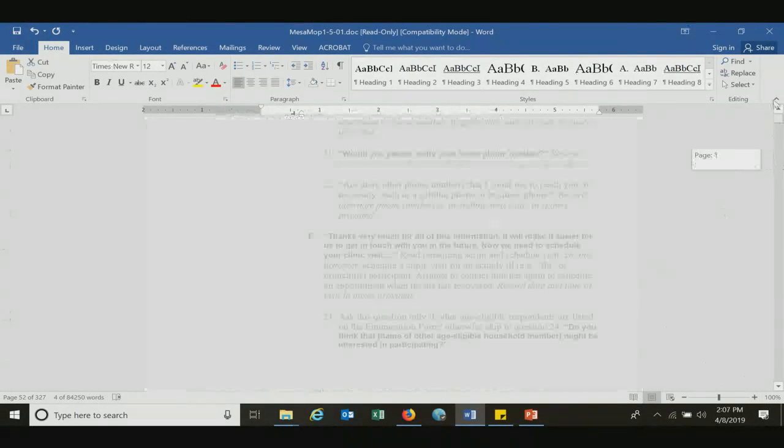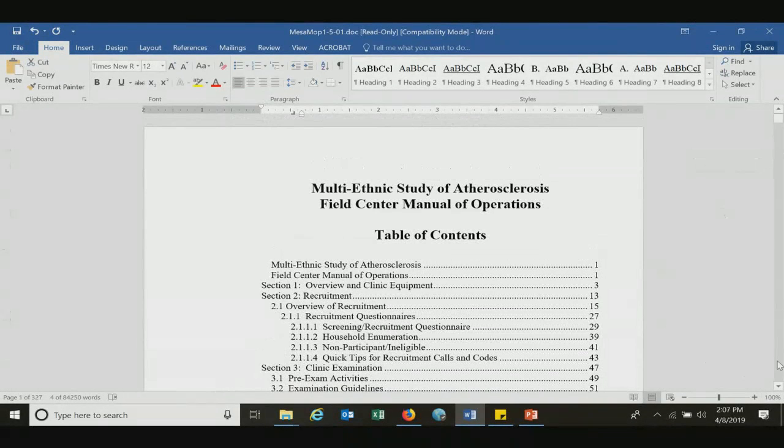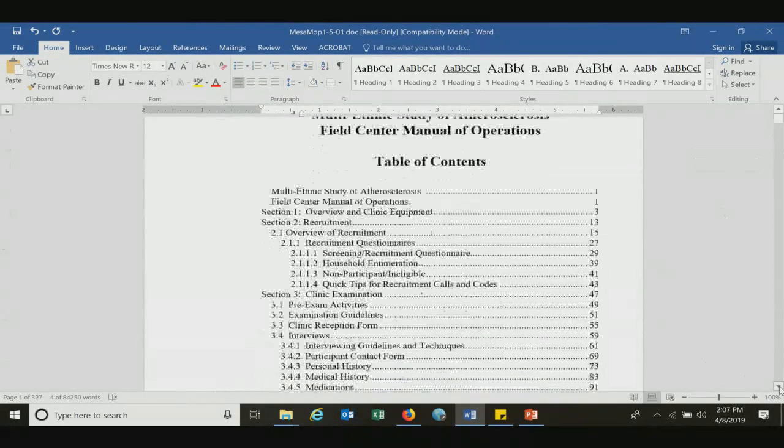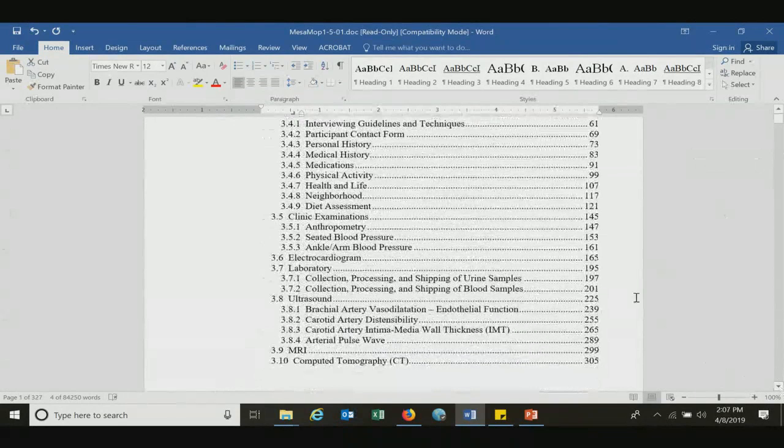Let's go back and look at their specimen list. What are all the different blood samples that they're going to collect?